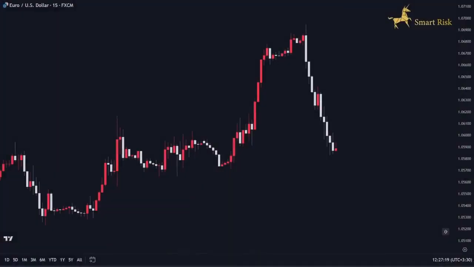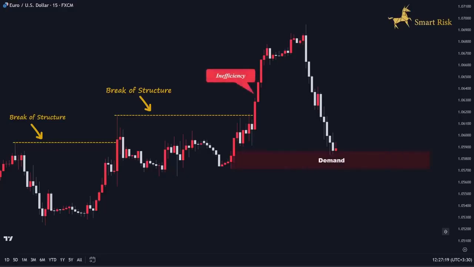Here, we have the 15-minute chart of the Eurodollar on the screen. As you can see, the price is in an uptrend and has also created bullish breaks of structure to the upside. If we look at the most recent break of structure, we can see that the price has formed a perfect demand zone with inefficiency placed at its top.